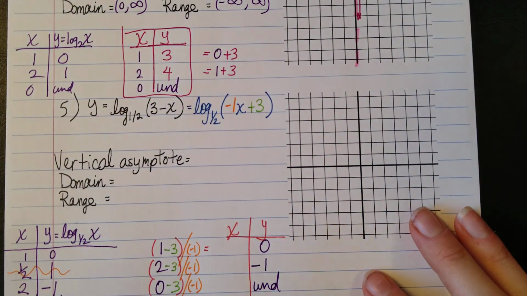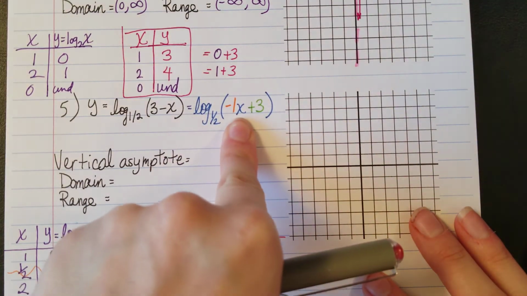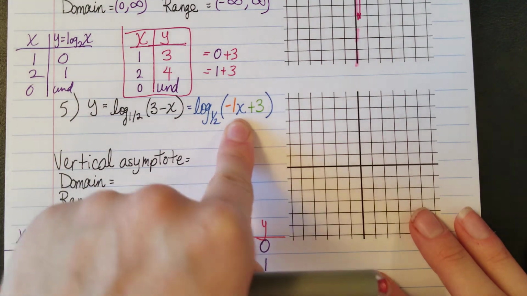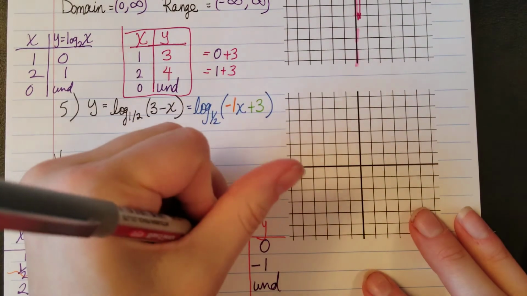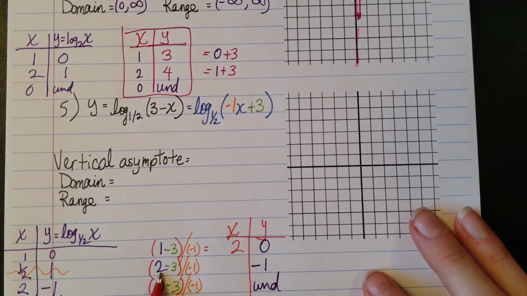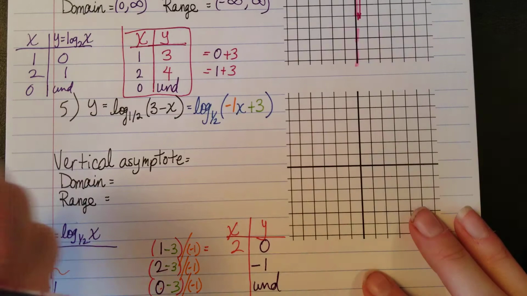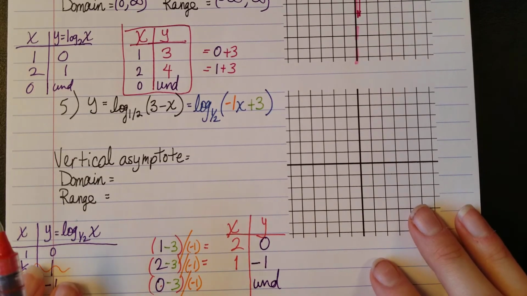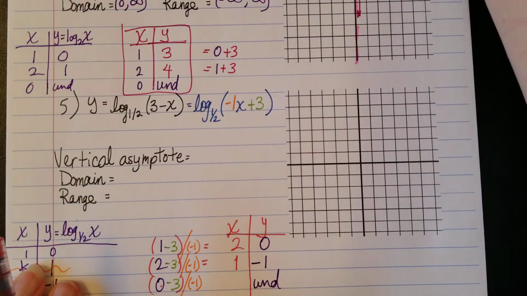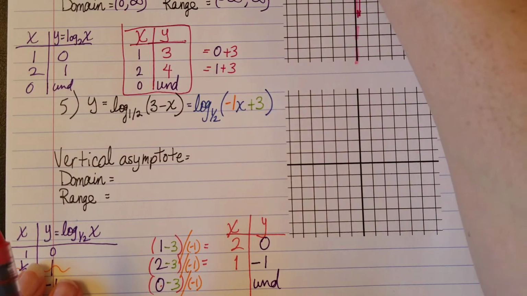All right, so it's the opposite operation, and it's also in reversed order of what you'd think it was. So 1 minus 3 would be -2, divided by -1 would be +2. 2 minus 3 would be -1, divided by -1 would equal +1. 0 minus 3 is -3, divided by -1 would be +3.